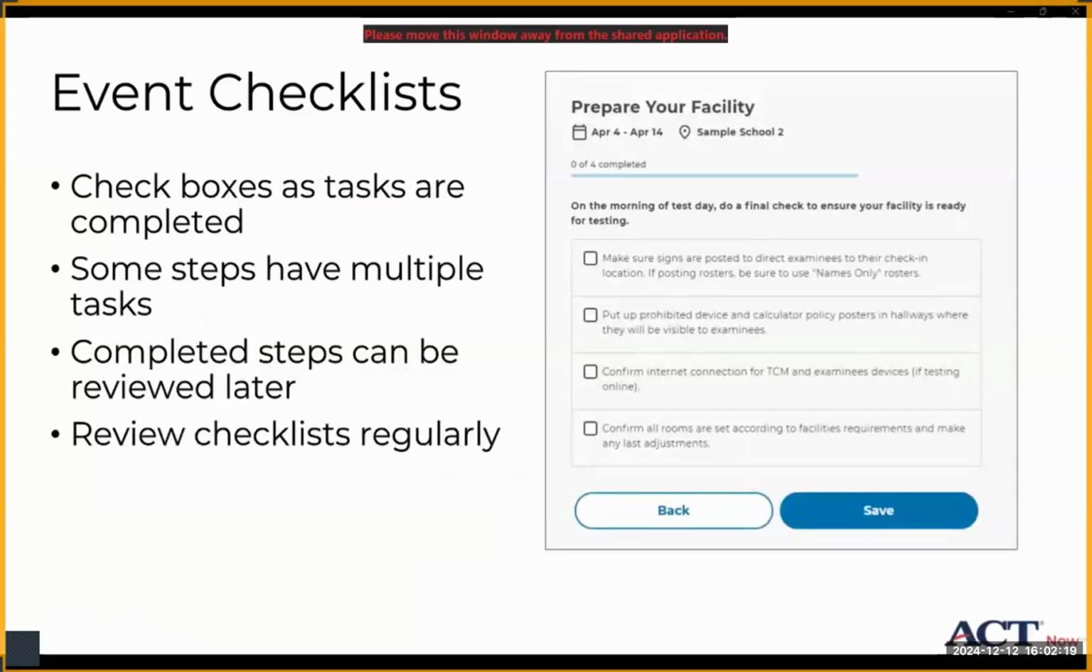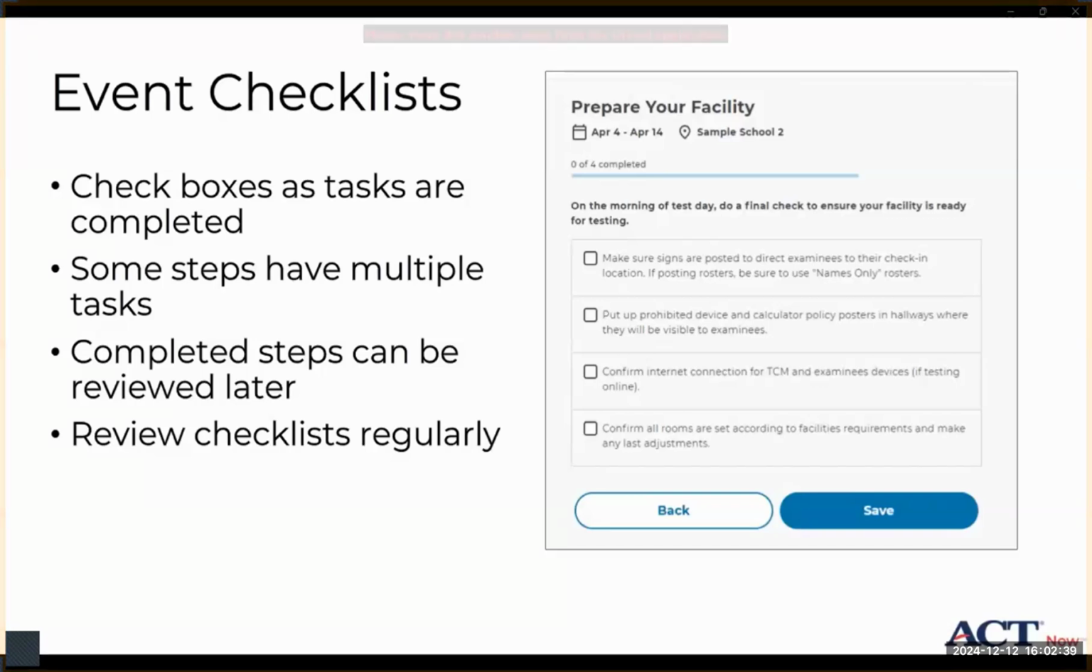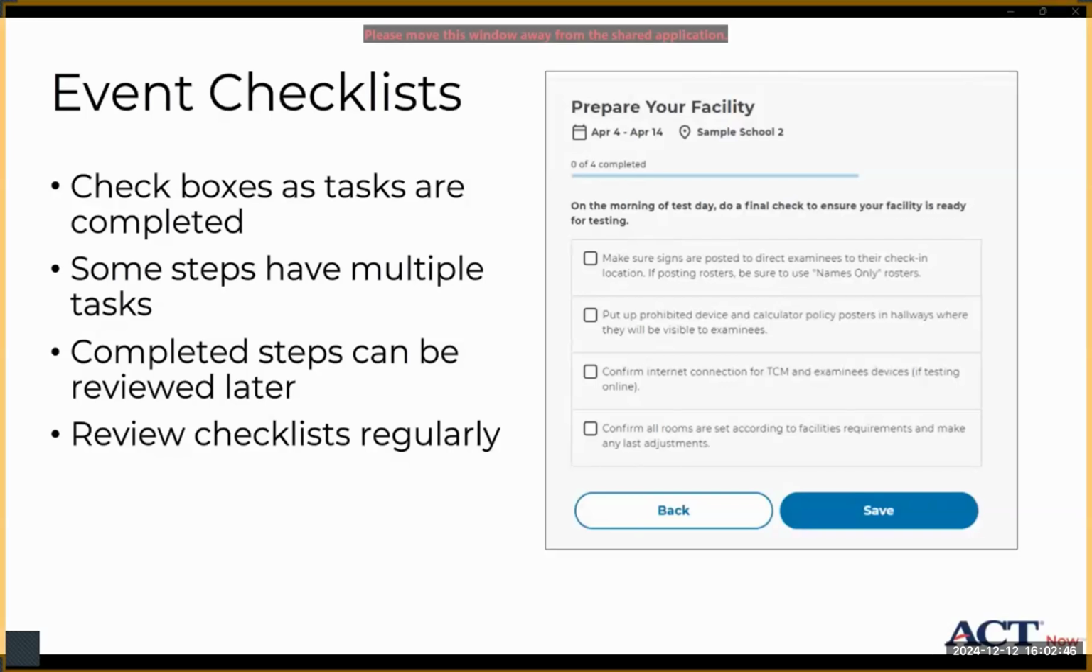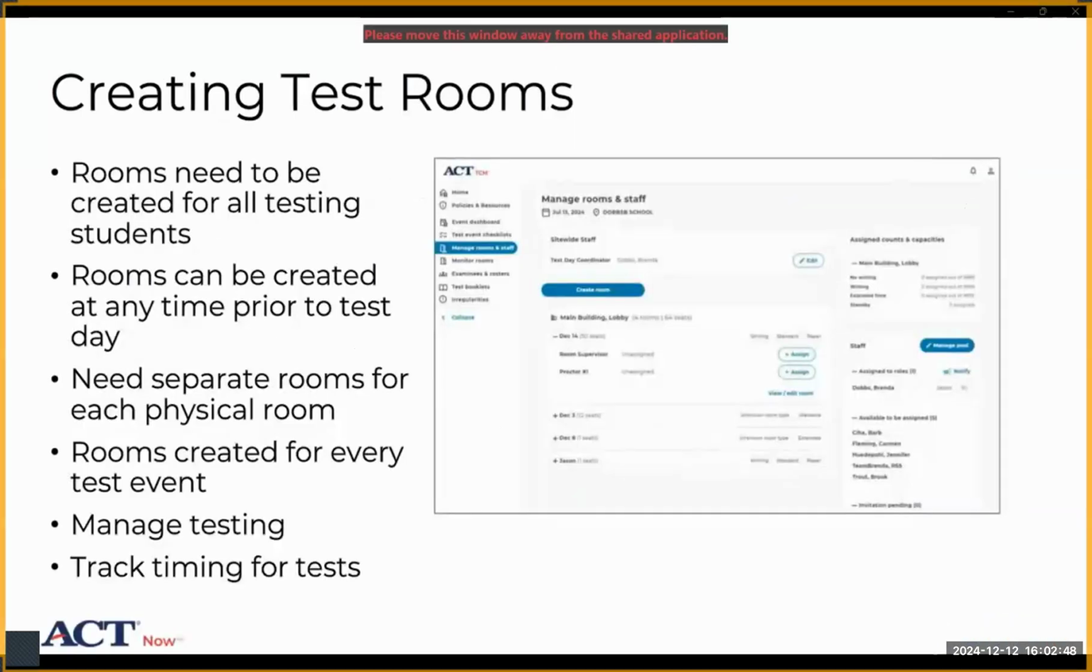Click into this step for more details on each task. Check off the boxes as you complete a task. Select Save after checking boxes. You may see tasks that are for a test mode that you are not testing in. Those can be skipped if not applicable or marked as complete. You can go back and review completed tasks. Review both checklists regularly to make sure you are on track and to see what is coming up or still left to complete. Next, we will discuss creating rooms.